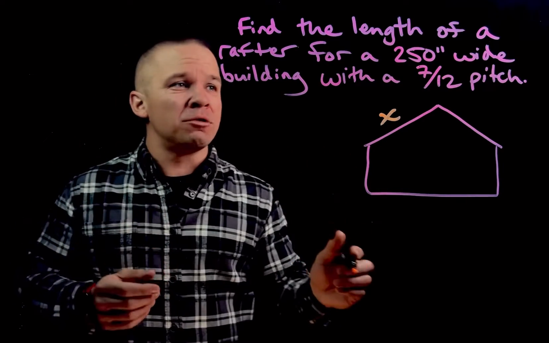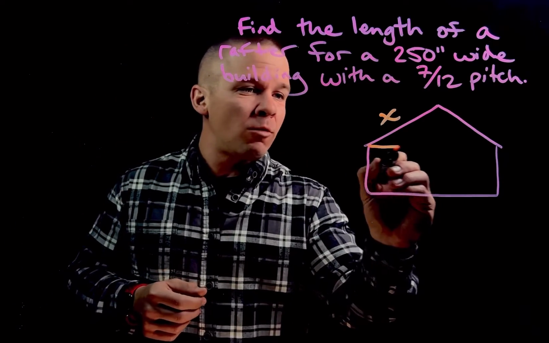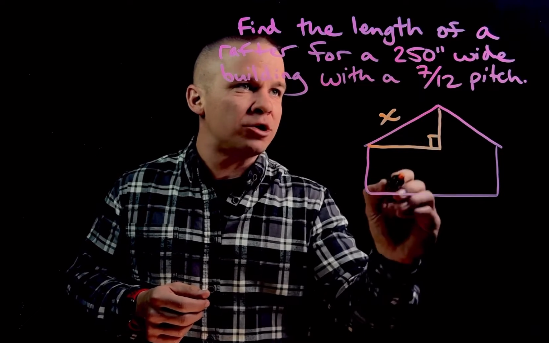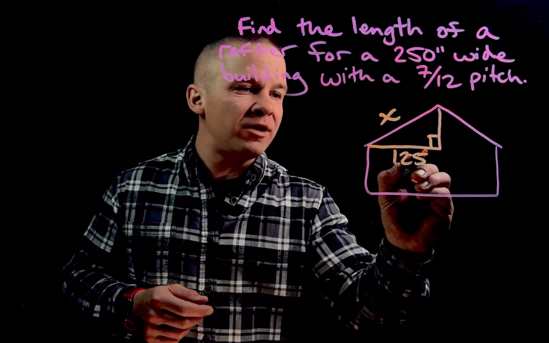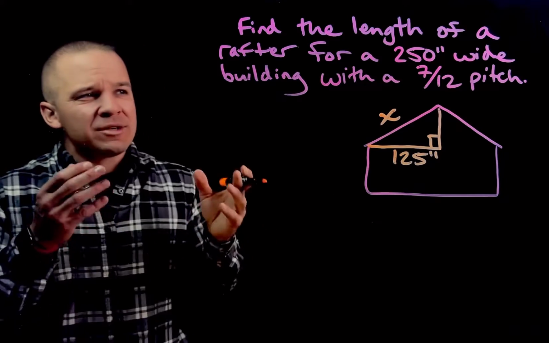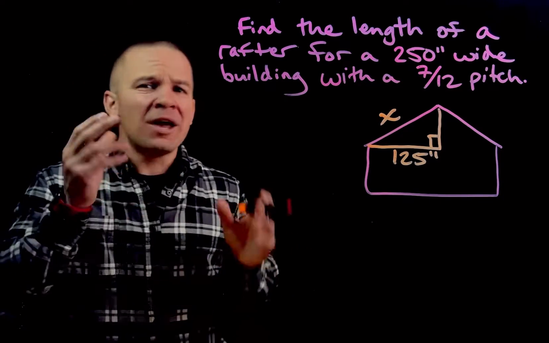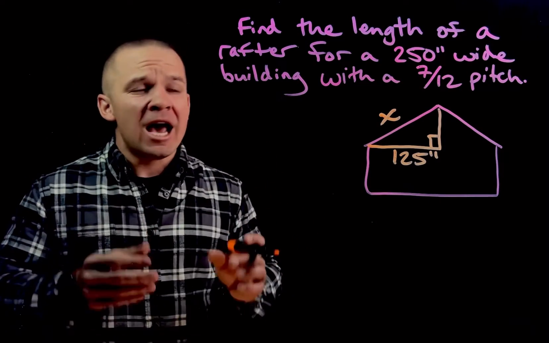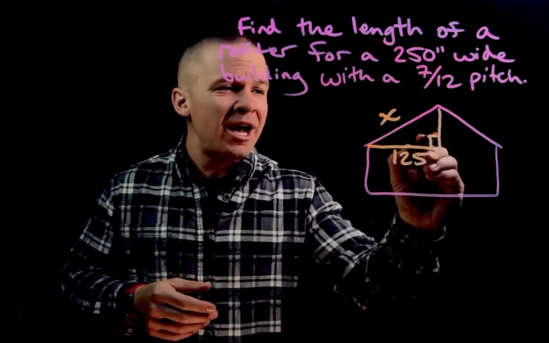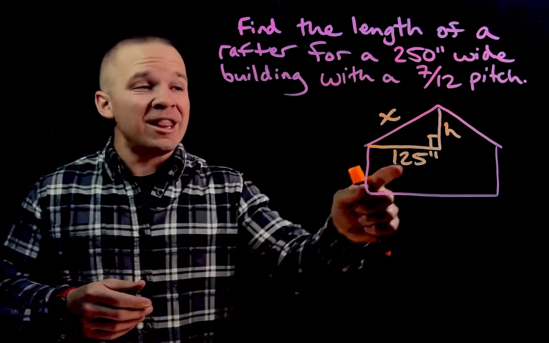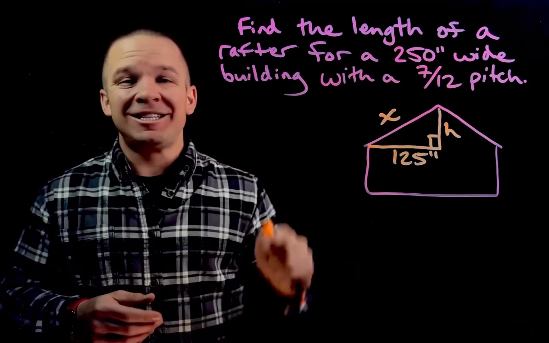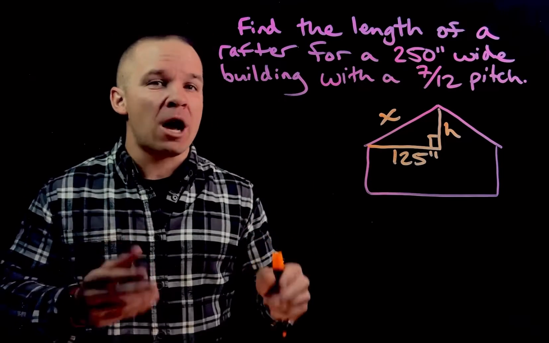Now, the building is 250 inches wide, so what I really want is just half of that to create this right triangle, so that's going to be 125 inches right there. Now, I have a 7/12 pitch. There's a couple ways to go about this problem. One of them is figuring out this height right here first, and then we can use a little Pythag action to get that x. I think most people like to go about it that way, so let's do it.